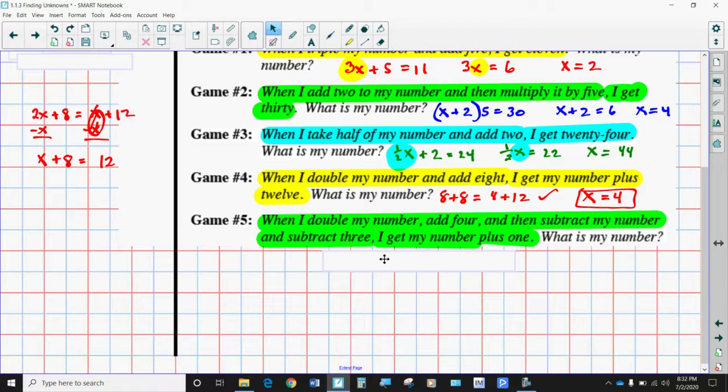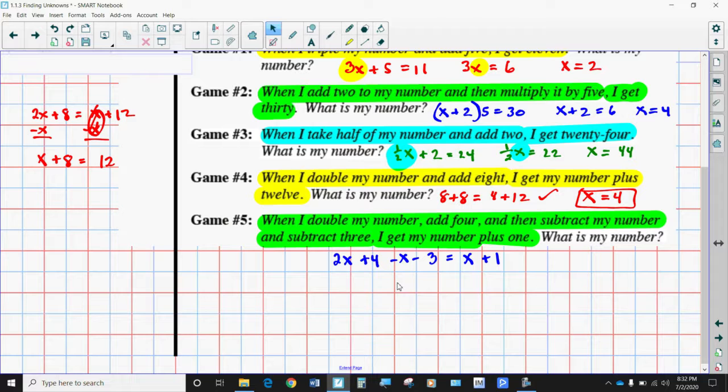All right. What's the equation that we have for that? All right. So when I double my number, then add 4, then subtract my number, then I subtract 3. I get my number plus 1. Okay, so here we're going to talk about combining like terms.